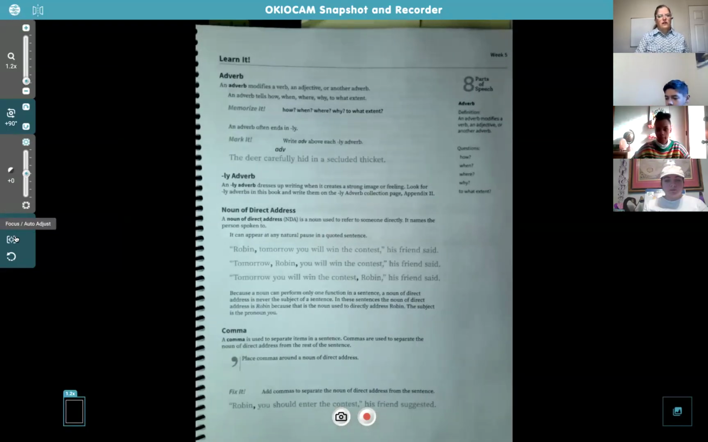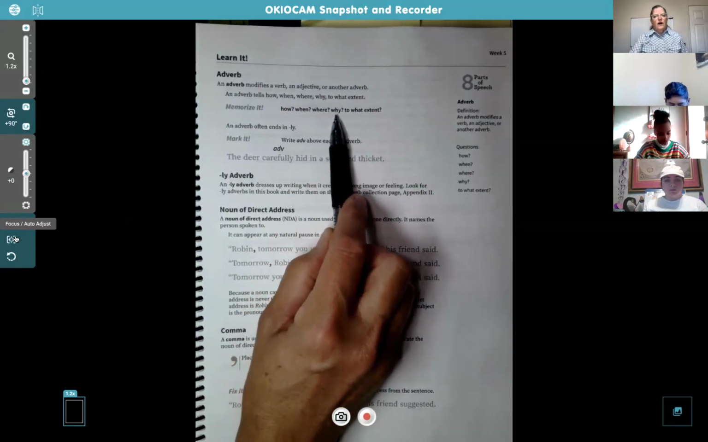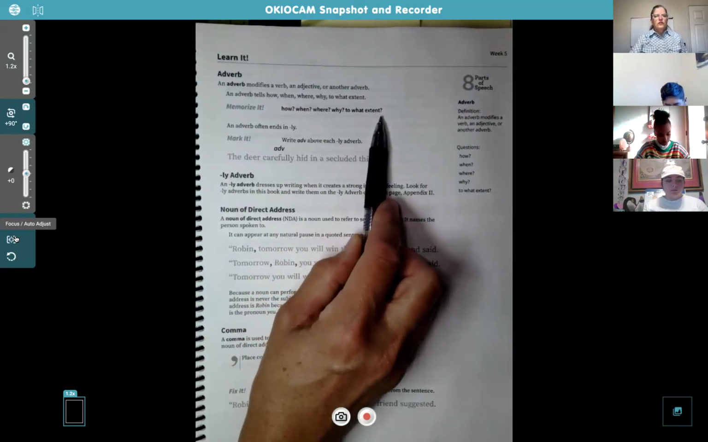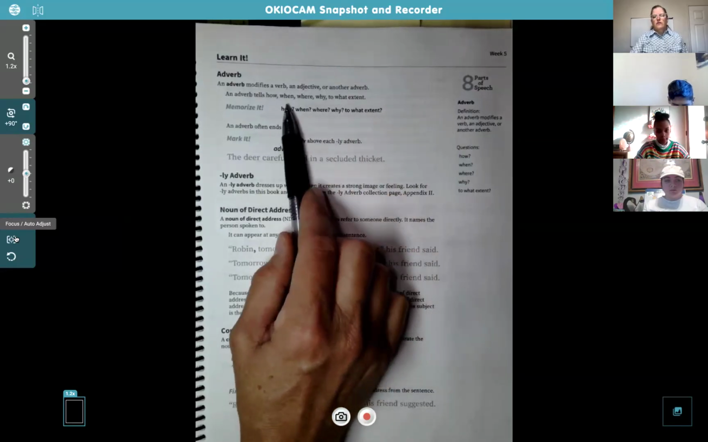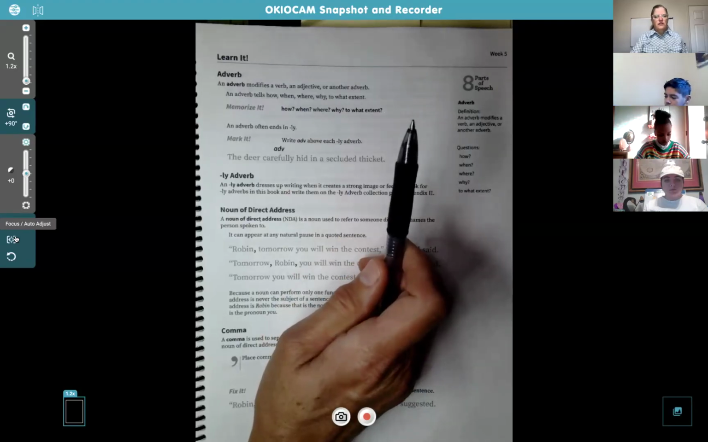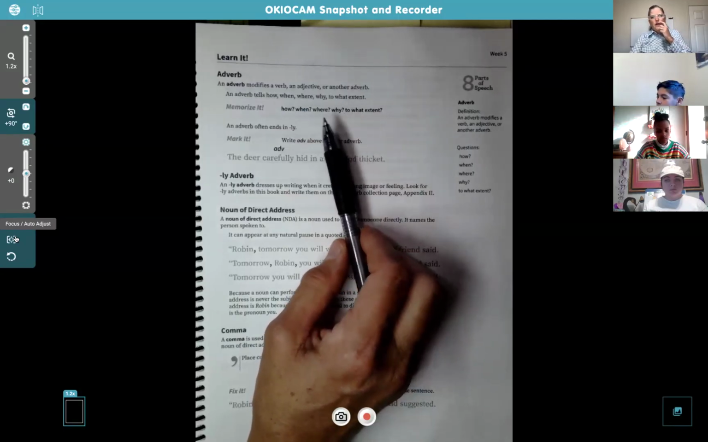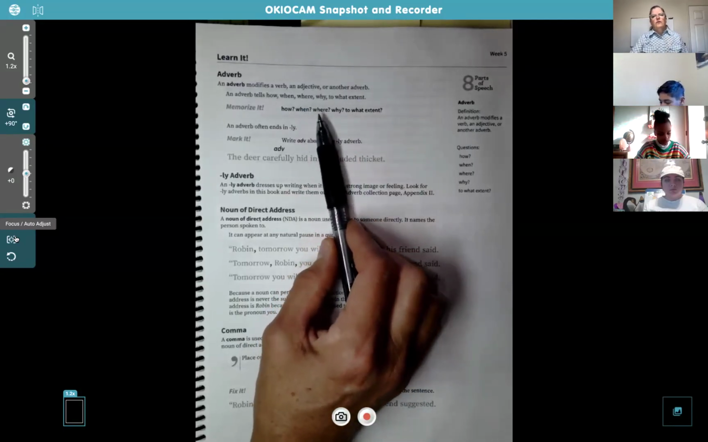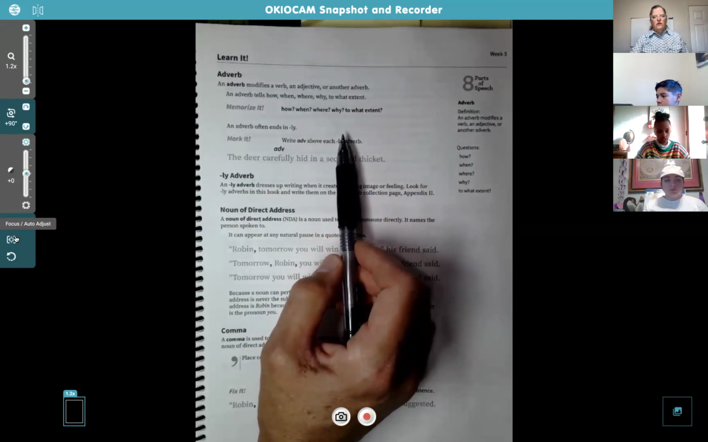Let me get it all clear here. All right, so adverbs, they tell how, when, where, why, and to what extent. Usually they end in ly. Sometimes they don't, but most of the time they do. But these are the important questions that you need to remember when you're looking for an ly adverb, or when it's on your dress up list and you're trying to think of a good ly adverb to put in your paper. Ask yourself these questions: how, when, where, why, and to what extent. That'll help you come up with a good ly adverb.